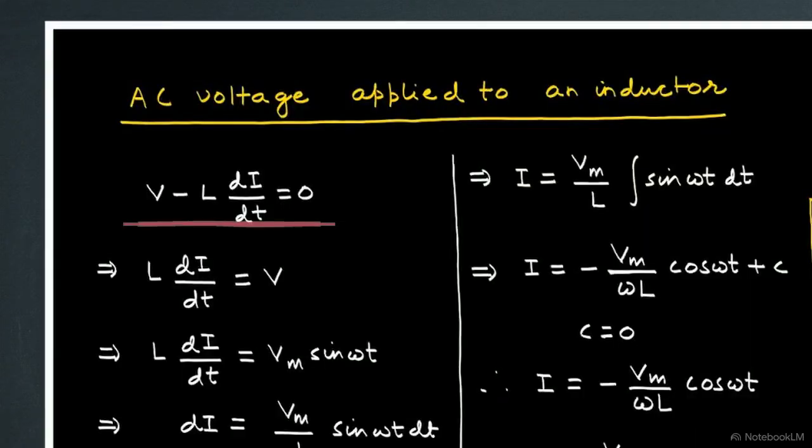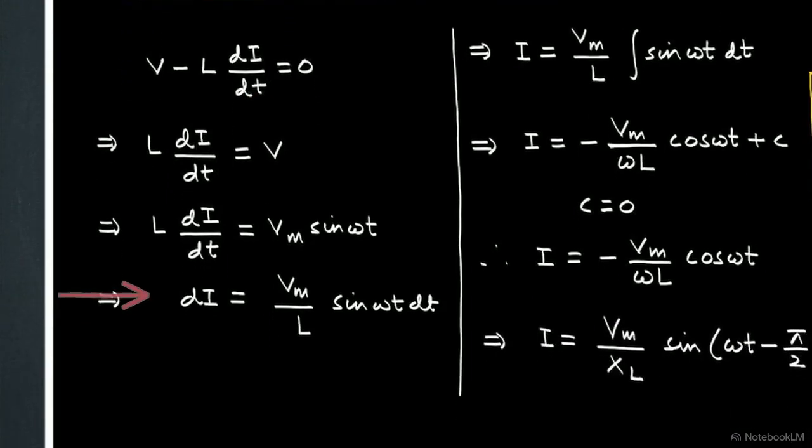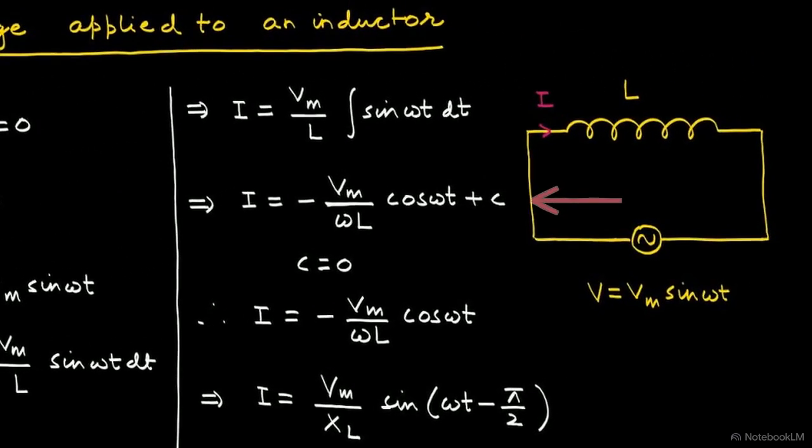Starting with Kirchhoff's loop rule, the applied voltage minus the inductor's voltage drop equals zero. We rearrange terms to isolate the differential current, dI. Integrating both sides with respect to time, the sine function becomes negative cosine, giving our initial current equation for I.